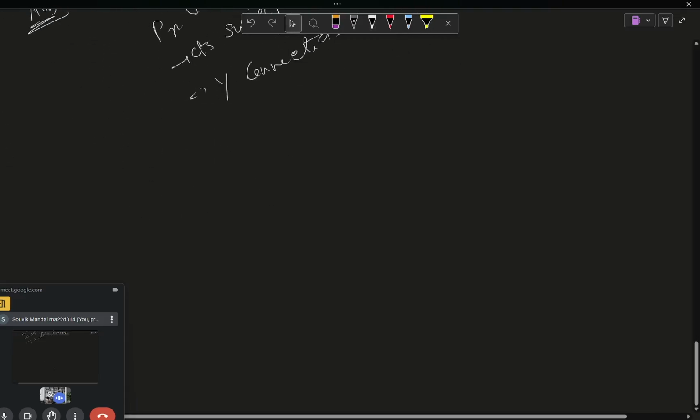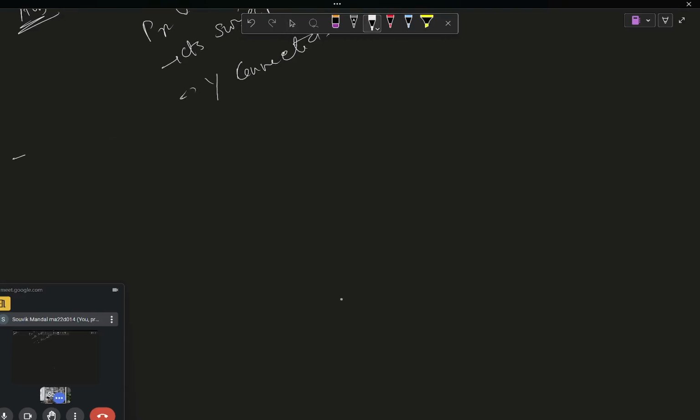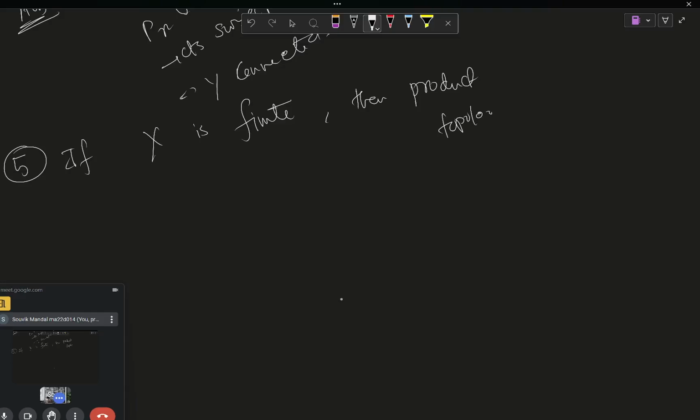Now let's go to the next problem. The next problem is as follows: if X is finite, then the product topology and compact-open topology on Y to the power X are the same.